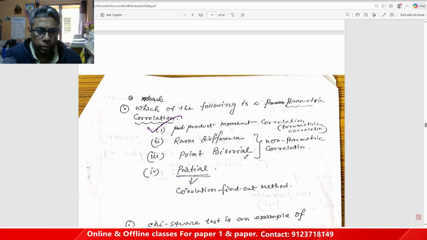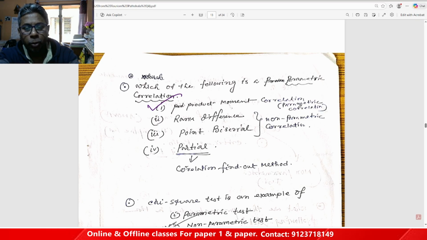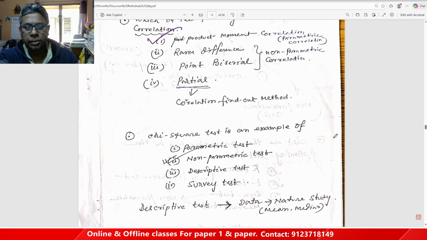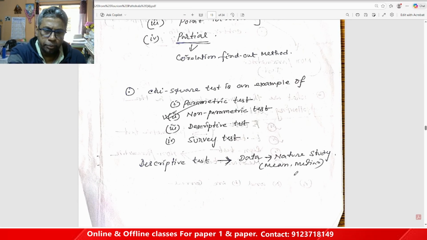The correct option. Which of the following is a parametric correlation? The product moment correlation is a parametric correlation. Rank differences and point biserial are non-parametric correlations. Partial correlation is a correlation method. Is the chi-square test an example of a parametric, non-parametric, or descriptive survey test? The correct option is non-parametric test. Descriptive tests study the nature of data, the mean and median.